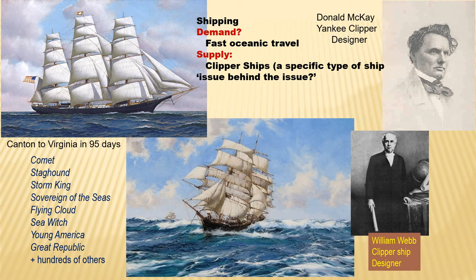But our demand here is fast oceanic travel, and the supply is the clipper ship. It is a specific type of ship developed by William Webb and Donald McKay. Now, because they have this knife-shaped bow, they also have another development.